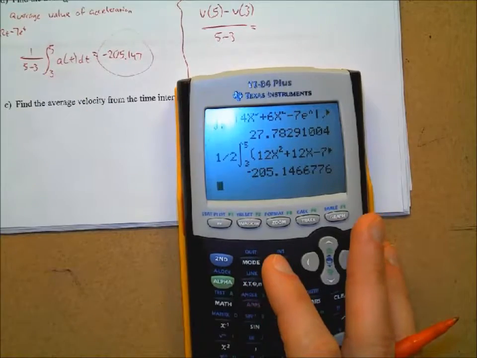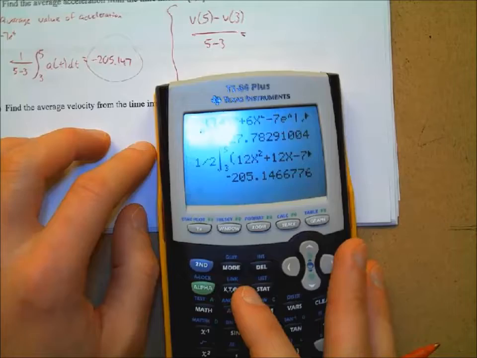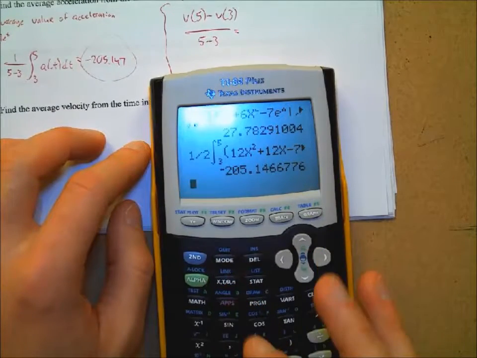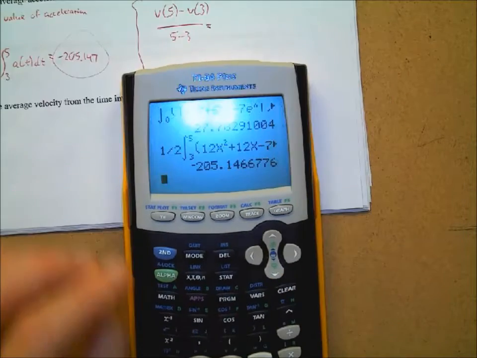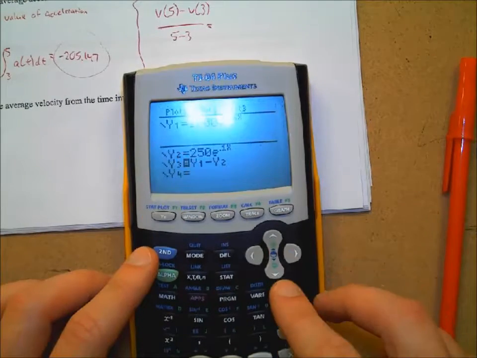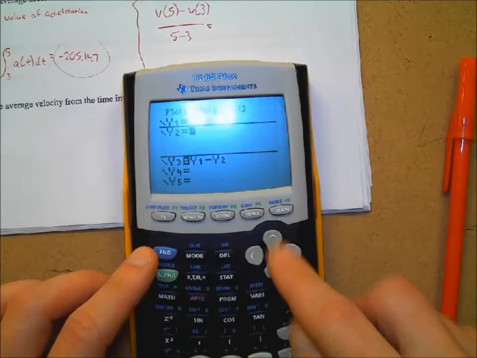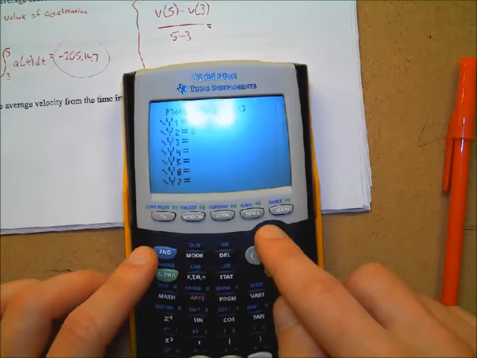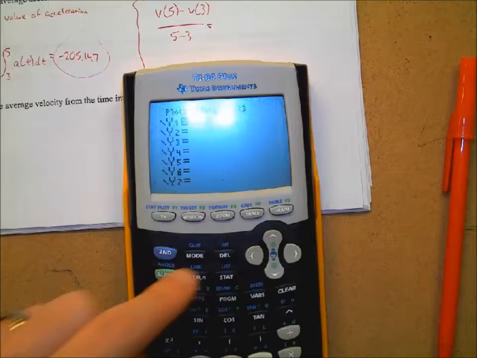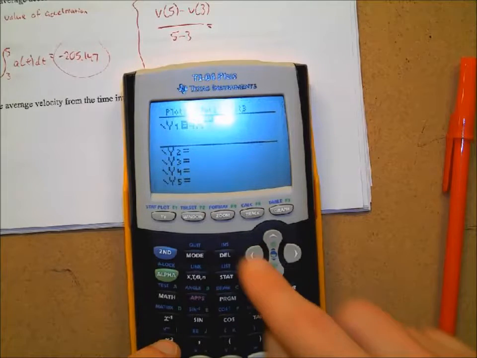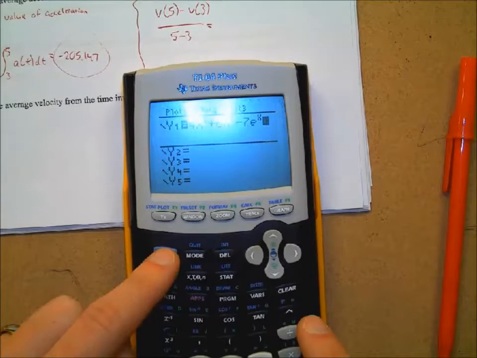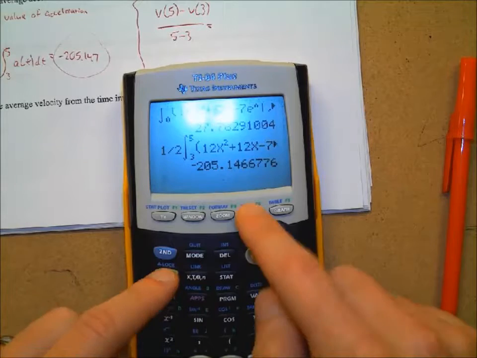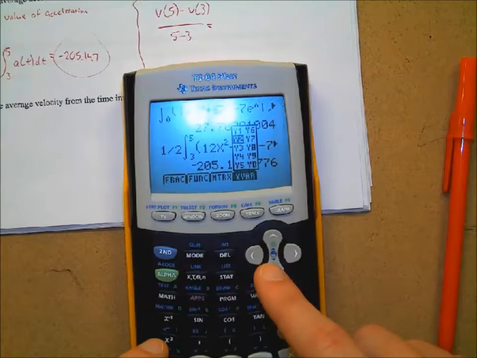Okay, again, there's no time, or sorry, no distance units, so we'll just have to leave it with that. Or I guess you could say units per second squared, but anyway. And then v of 5 minus v of 3, so I'll go ahead and do that too. Let me just plug the velocity in here. I should have done that probably a million years ago, but 4x cubed plus 6x squared minus 7e to the x.